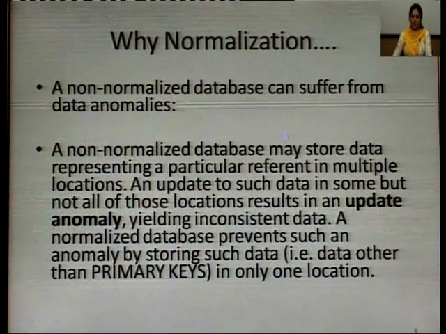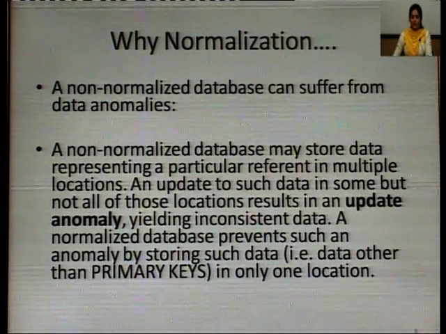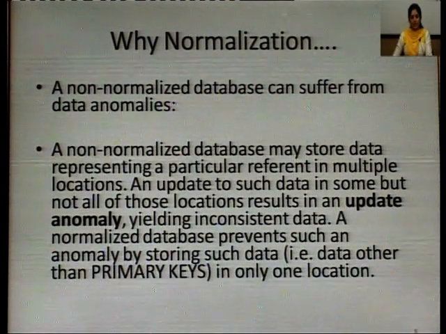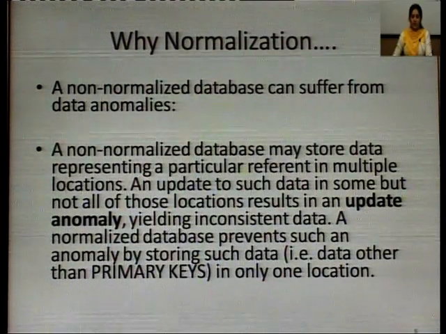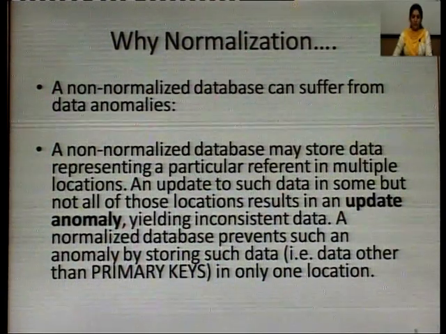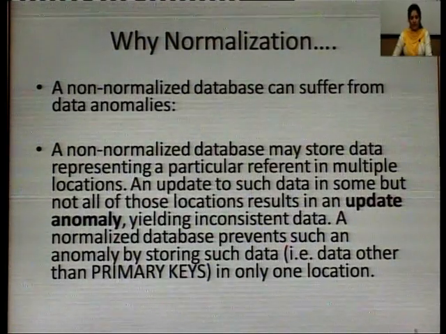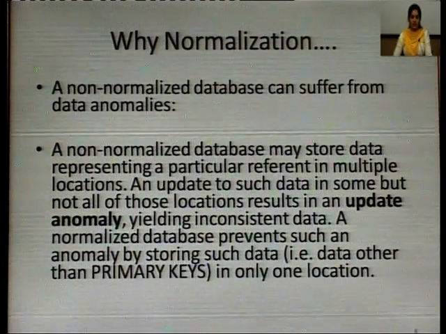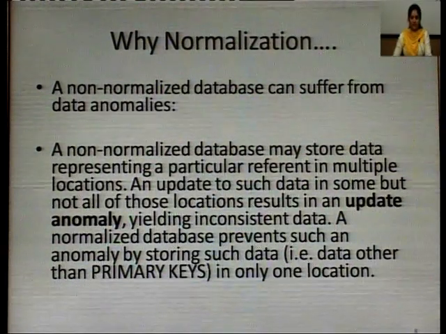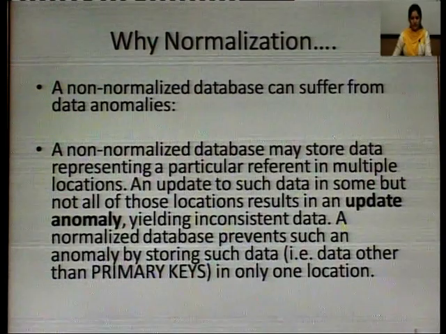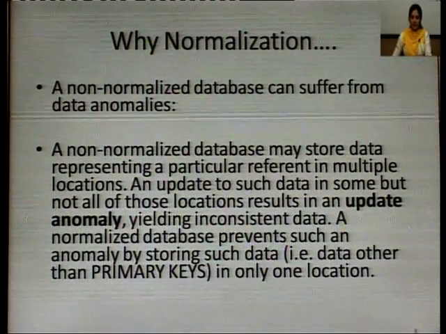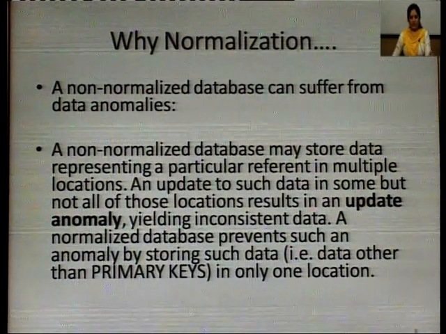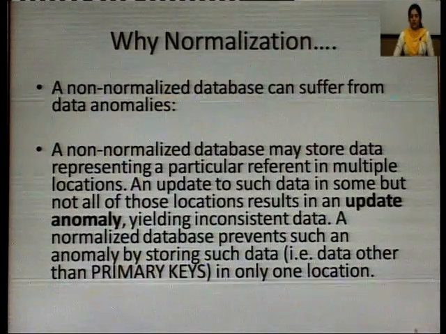It will result in update anomaly, which will further yield inconsistent data. Just because of this update anomaly, your database will be storing inconsistent data, which means that the data stored in your database will be incorrect, because the address of the student will be different at different places. A normalized database prevents such an anomaly by storing such data in only one location by using the primary keys.